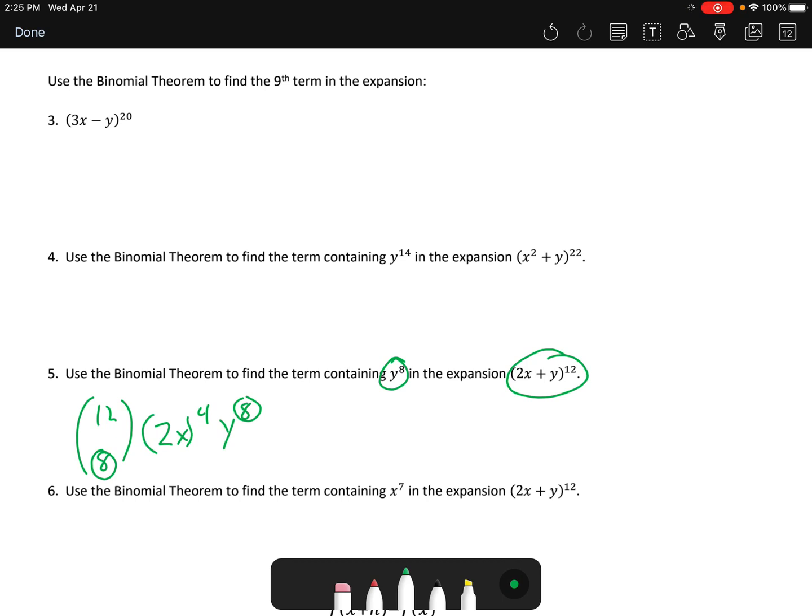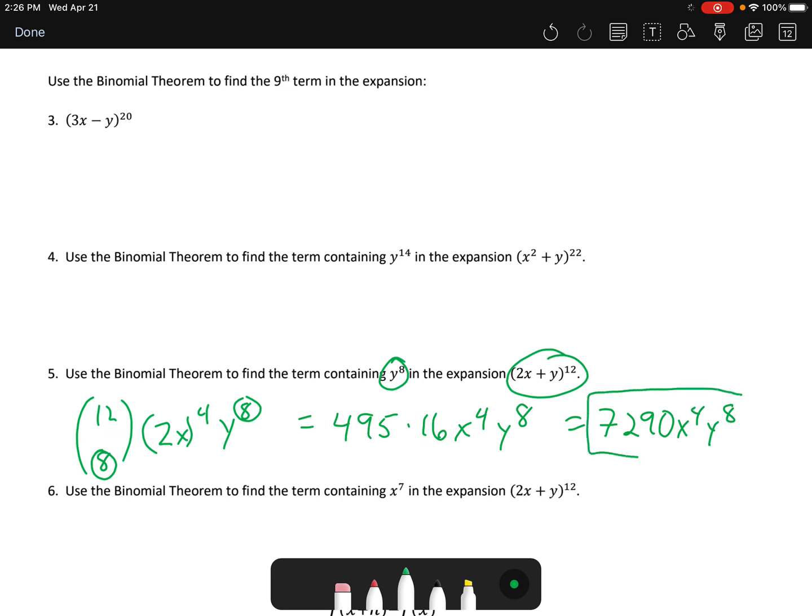So I'm going to do 12 choose 8. Math, PRB, number 3, 12 choose 8 is 495, times 2 to the 4th. I think that's 2 times 2 is 16. x to the 4th, y to the 8th. And so that would be 495 times 16, and we have 7920 x to the 4th, y to the 8th. That would be the term that has y to the 8th.